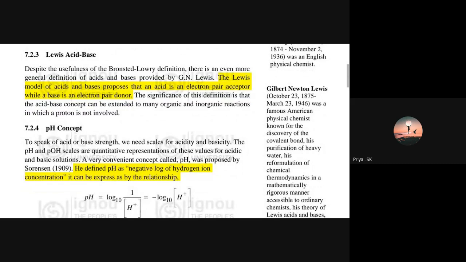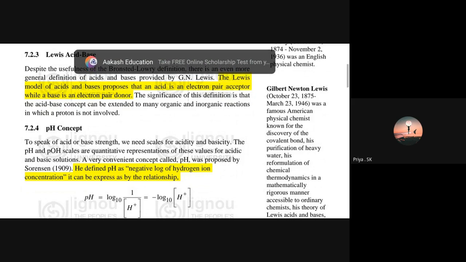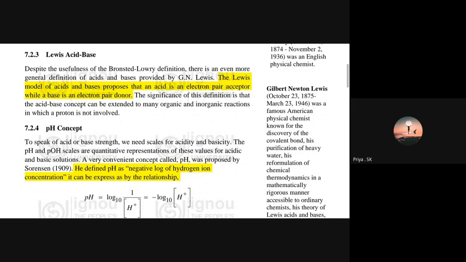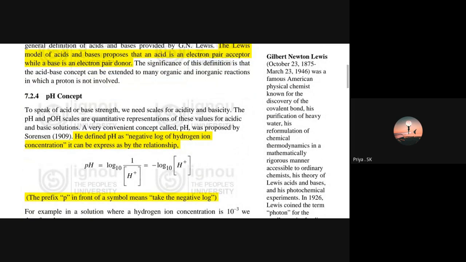Now we come to the concept of pH. To speak of acid or base strength, we need scales for acidity and basicity. The pH and pOH scales are quantitative representations of these values for acid and basic solutions. A very convenient concept called pH was proposed by Sorensen. He defined pH as negative log of hydrogen ion concentration. It can be expressed as this relationship. pH is equal to log 10 of 1 upon H plus, that is minus log 10 of H plus.